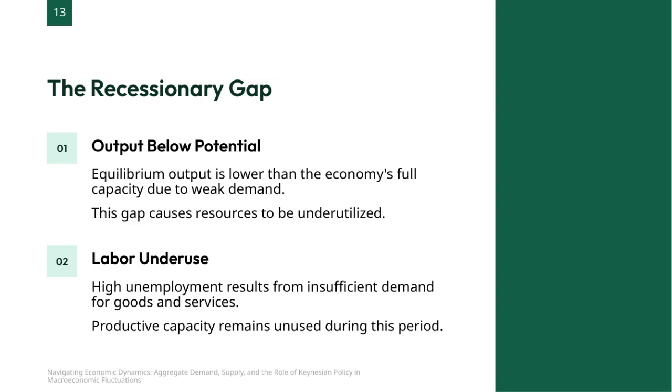This leads us to the second key point, labor underuse. High unemployment happens because there isn't enough demand for goods and services to keep everyone employed. During this time, productive capacity goes unused, which highlights the inefficiency caused by the recessionary gap. Understanding this helps explain the challenges economies face during downturns.